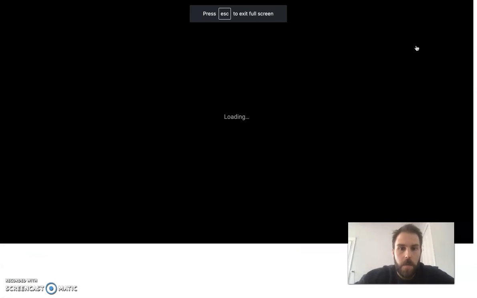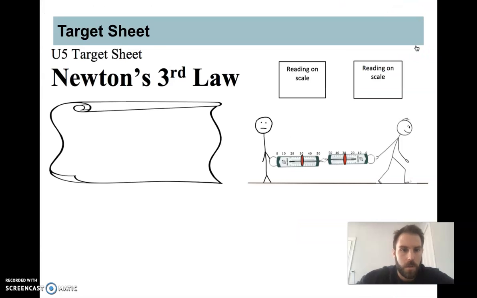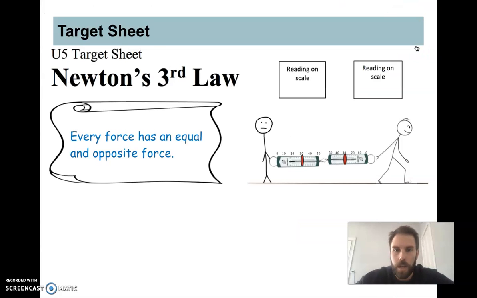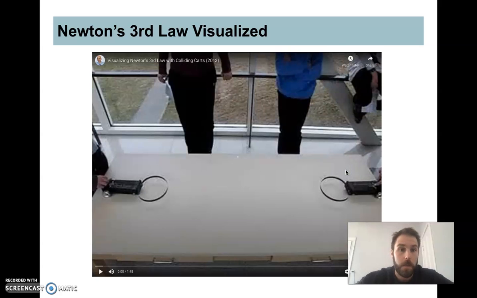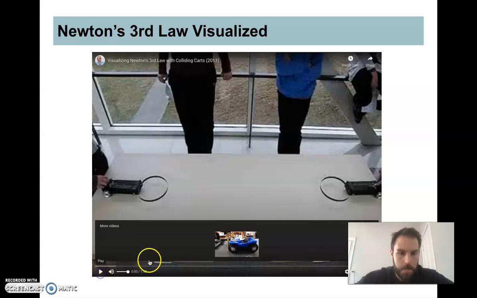Just as a bit of a reminder, this is going back to Friday, Newton's third law. This is on our target sheet. You guys have already taken notes on this, but the idea is that every force has an equal and opposite force. So even if one person's not doing anything here and someone's pulling, the force between those is still going to be 30 newtons is the tension on each scale. I think this is a great way to visualize Newton's third law right here.